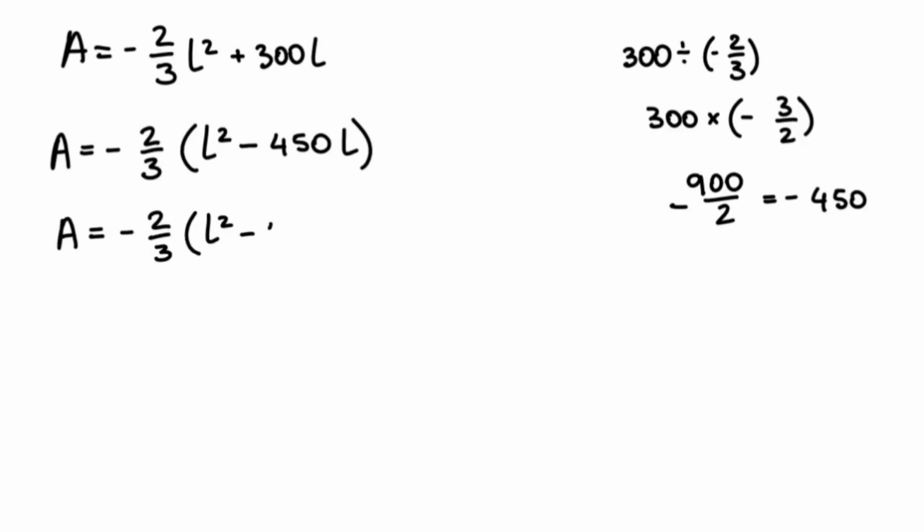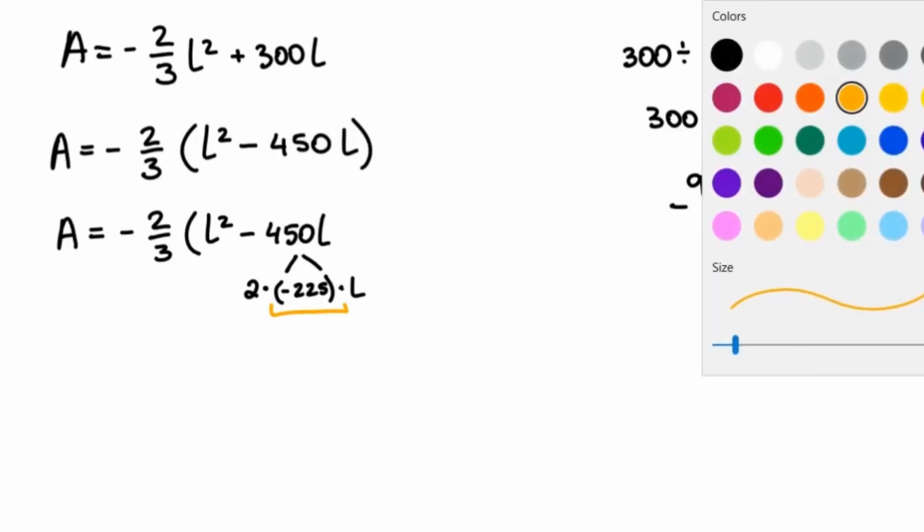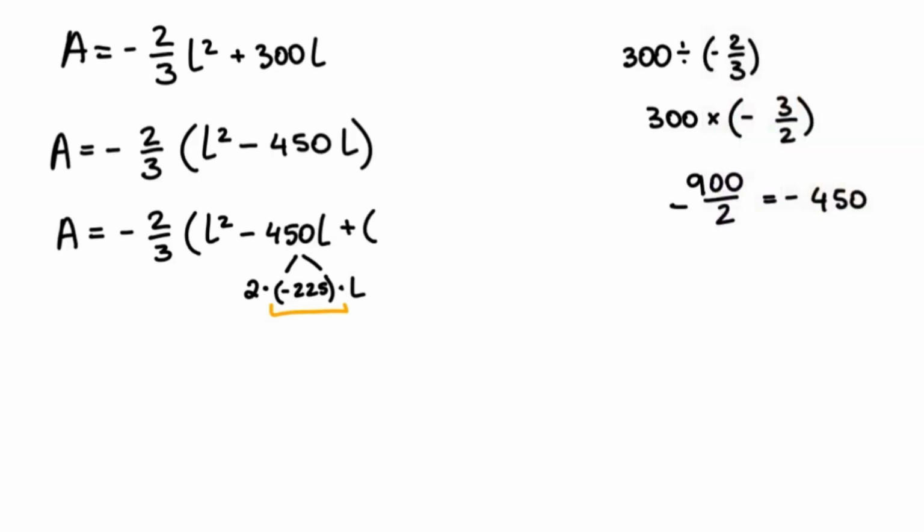L squared minus 450L. We need to split this term into 2 times something that, when multiplied by 2, gives us negative 450. Negative 225 and times L. Then we take this number, negative 225, and we create a perfect square of it. Then we add the perfect square of this number, and we subtract the perfect square of this number, and close bracket.